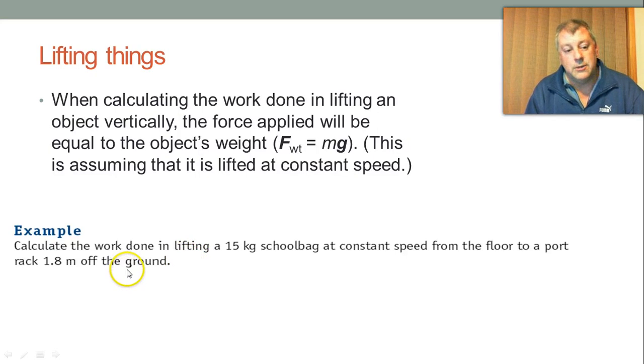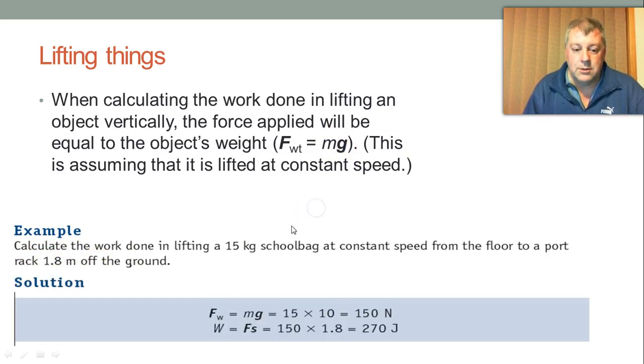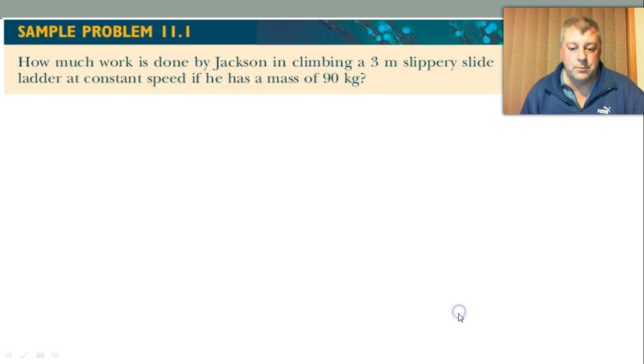Whatever, I digress. So we've got our mass and we've got our distance, and so we would calculate the weight force. So weight force equals mass times gravity. They're using 10, we would use 9.8, so that's the weight force. That's what we're countering when we're lifting something up at a constant velocity. So that would be our applied force, and the 1.8 meters gives us 270 joules.